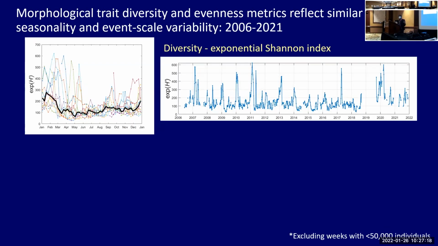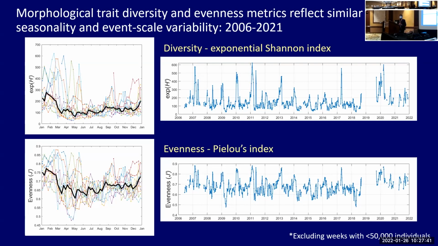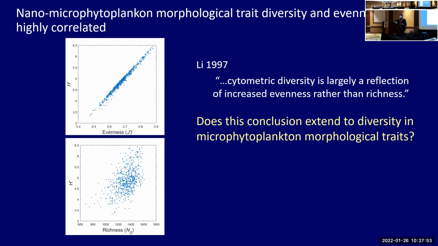We can compute these metrics for the entire time series, and the seasonal pattern emerges, consistently higher in the winter, declining in the spring. Although you see that there's a ton of event scale and interannual variation where there are these spikes like that event that I showed you in May. And similarly, we can look at evenness based on these trait categories. And notably, the overall diversity and the evenness follow very similar patterns. So back to this question, Lee proposed the conclusion that evenness was driving the major changes in cytometric diversity.